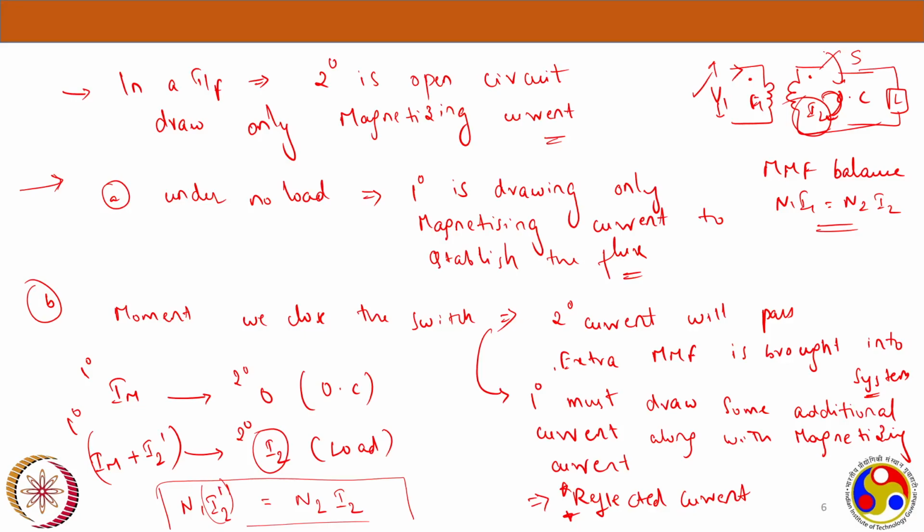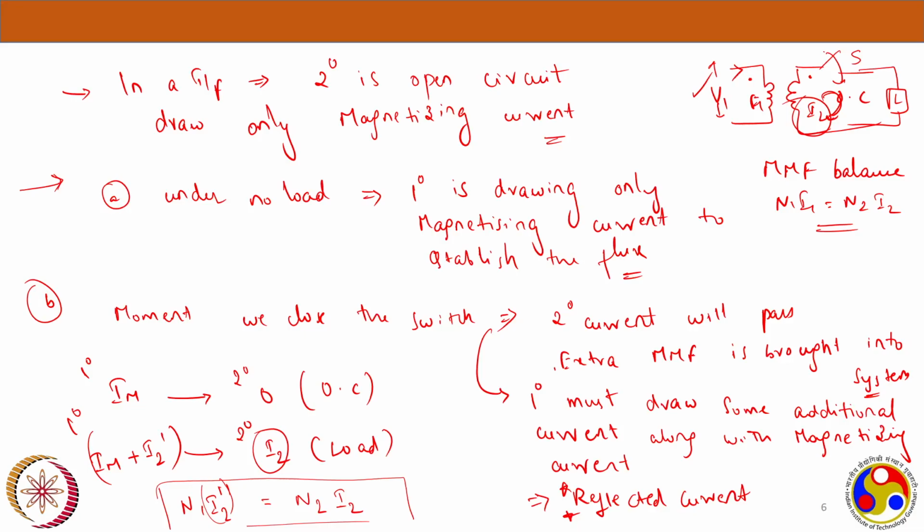Now these two MMFs will be equal and opposite, because this amount of MMF produced in the secondary is being counterbalanced by the MMF in the primary. There will be a balance. If this is positive, that MMF will be negative; positive and negative refer to the direction. So these two MMFs will cancel each other out, and therefore the flux in the core also remains the same. Only that due to N1 into IM, that is the magnetizing current, remains.